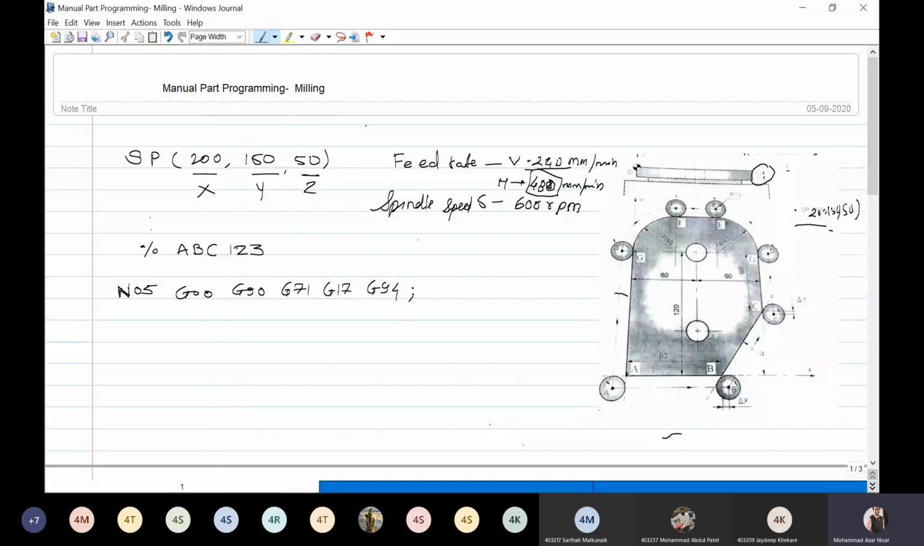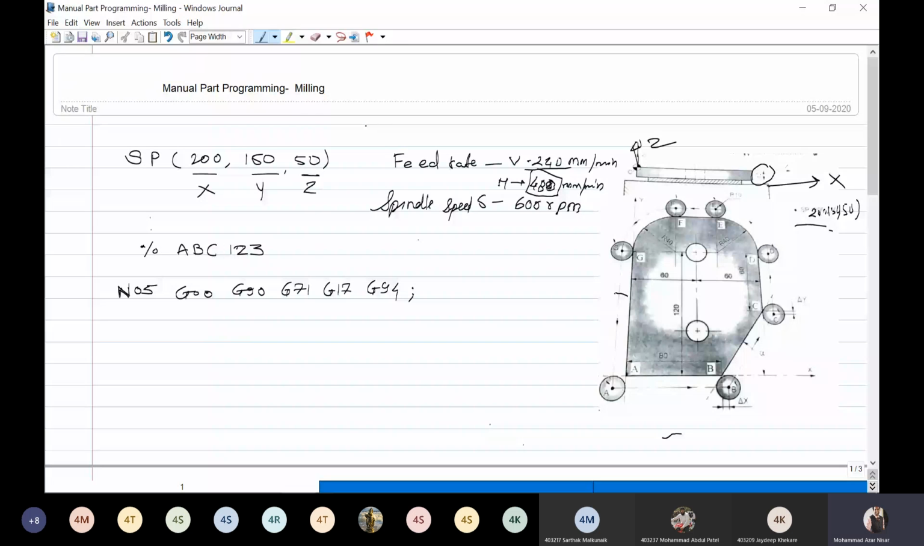So in examination also you can consider any control, that is the Fanuc control or Siemens control. That doesn't matter. G17 is nothing but we are considering this work in the XY plane. So you can see over here, this is the Z axis, and this is your X axis.